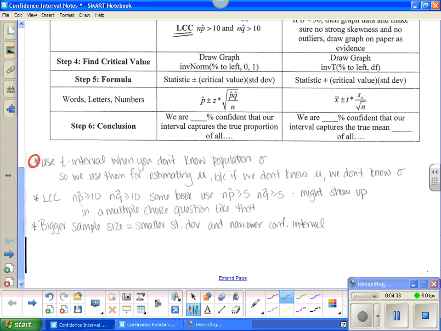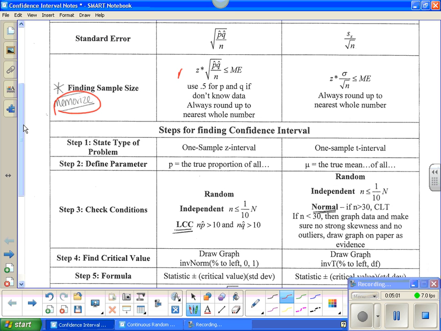The only reason we use a t-distribution is when you don't know the population standard deviation. And it makes sense to use that when we're estimating means, because if we knew the mean, number one, we wouldn't be estimating it. And if we don't know the mean, we don't know the standard deviation. Doesn't that make sense? Is that logical? So let that help you remember it. Okay, your steps for a confidence interval.